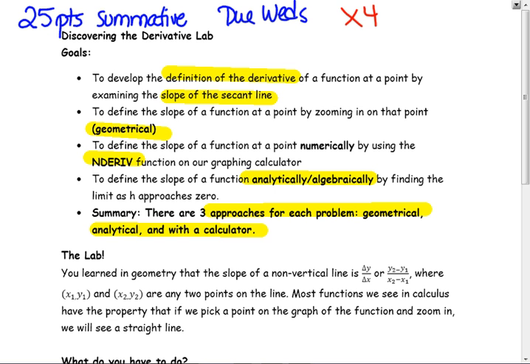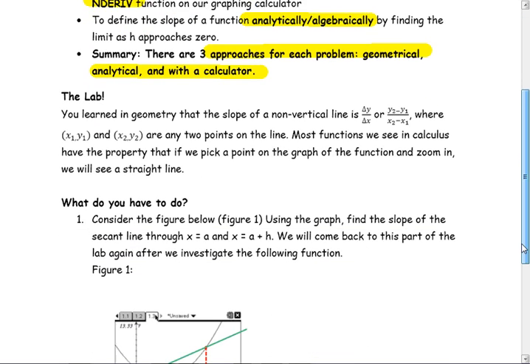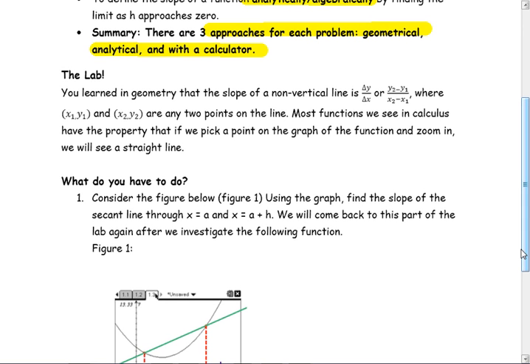And before we do that, we better know what a secant line is. And here's where we start talking about it. You learned in geometry that the slope of a non-vertical line is y2 minus y1 over x2 minus x1, right? First year algebra. What do you have to have, though? You have to have 2 points, right? That's the problem. Because we're going to try and find the slope of a line at only 1 point. So most functions have the property that if we pick a point on the graph of the function and zoom in, you will see a straight line.